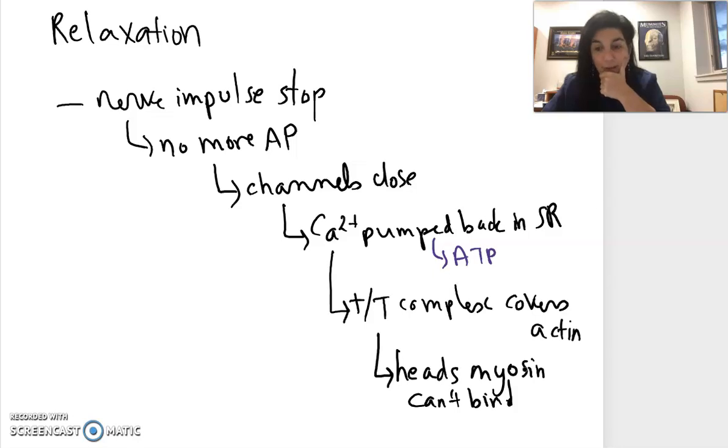So all of these have to happen, and this basically gets ready for the next event. The calciums are pumped back inside the SR to get ready for the next stimulation, so they can be released again in the sarcoplasm of the myofiber for the next contraction. So that was the relaxation phase.